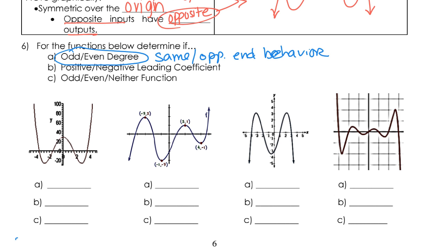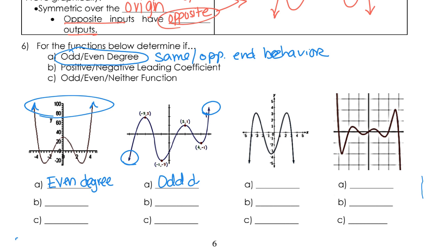Taking a look at our 4 graphs, let's do part A in all of them. In number 1, these should technically have arrows here, and they are doing the same thing, both ends. So this will be same end behavior, and same end behavior means even degree. Whereas in part A of the second graph, we have one end going down and one end going up, and that's opposite end behavior, which is what we call an odd degree polynomial.